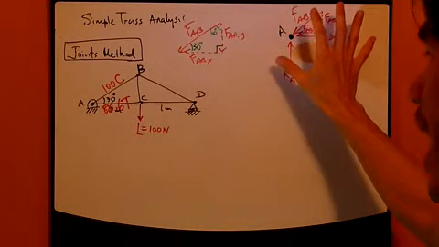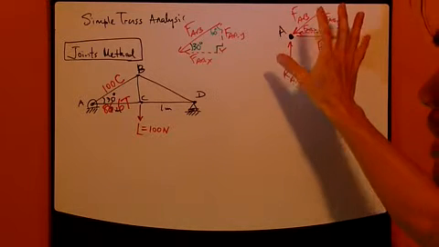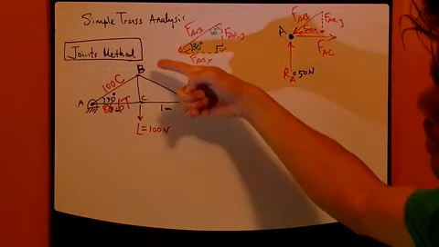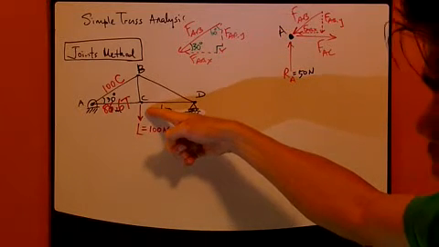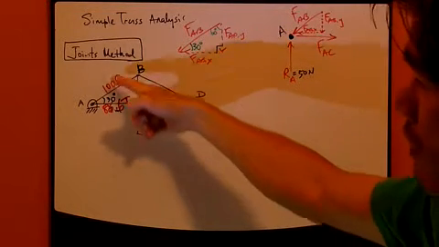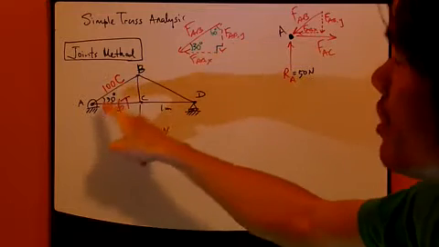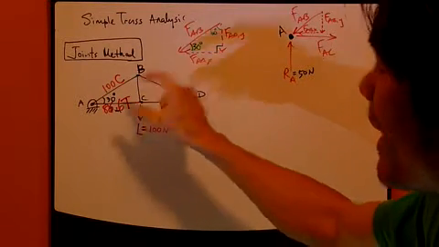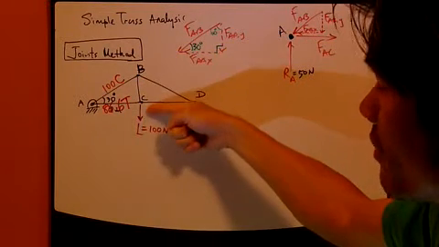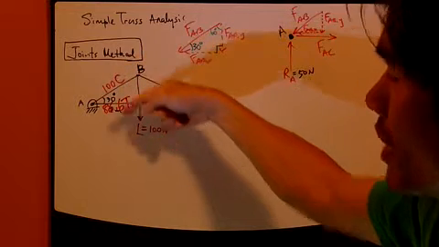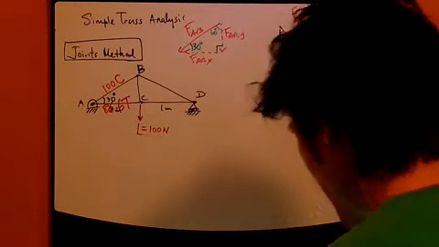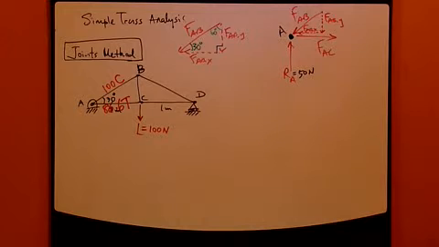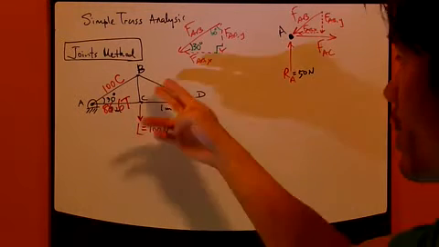Now I've done joint A. Right? The next joint should be either joint B or joint C, because I've solved for these two forces, and these two members are attached to either joint B or joint C, right? So with these two being known, that should help me in the analysis to try to find out the rest of the unknowns.